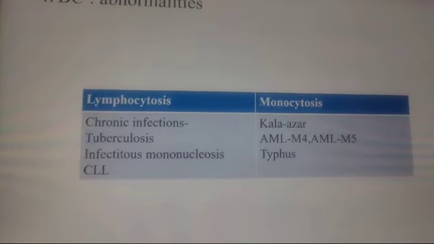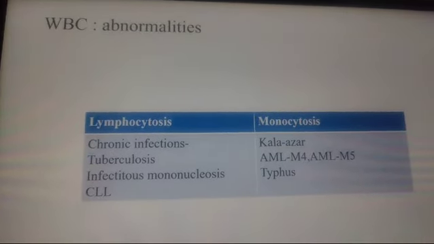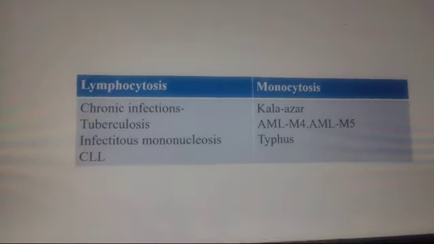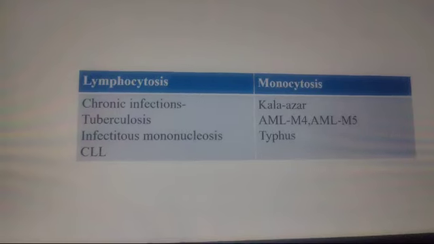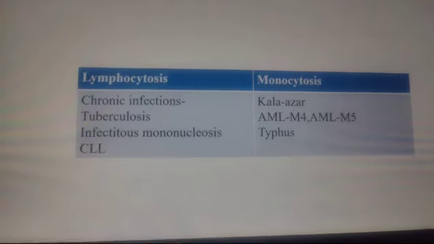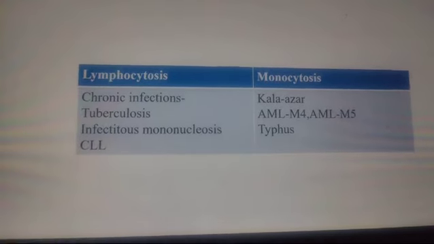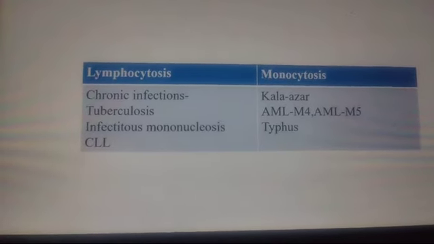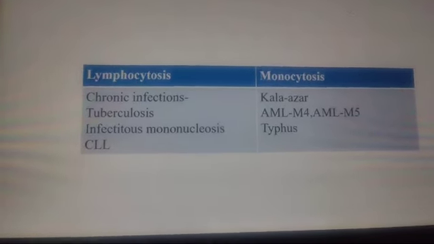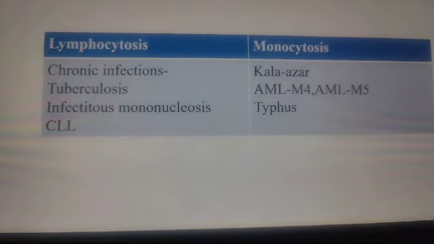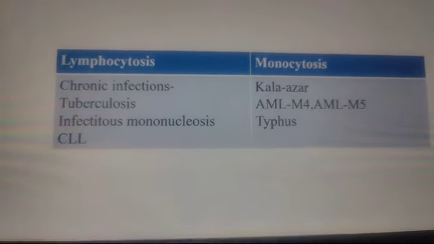Last abnormality, when the lymphocytes are increased, you call it lymphocytosis. Chronic infections like tuberculosis, infectious mononucleosis, and leukemias like CLL. Whereas monocytes are increased in AML M4, AML M5 type of leukemias, and also in infections like Kala-azar and typhus fever.